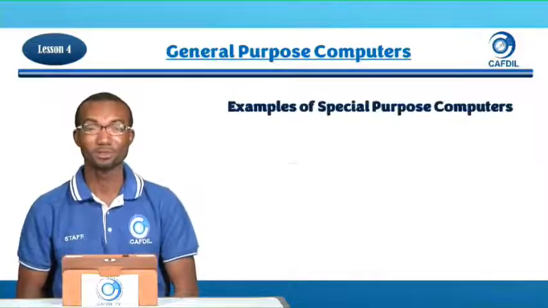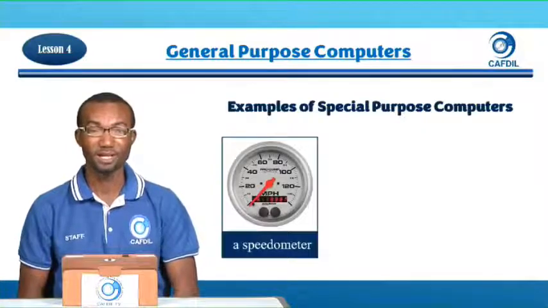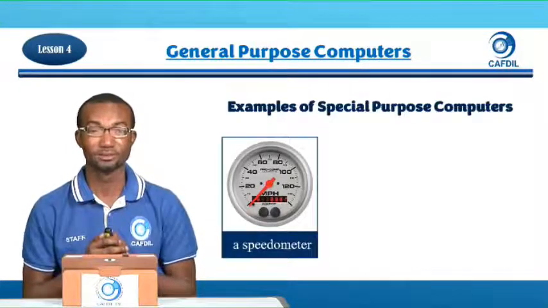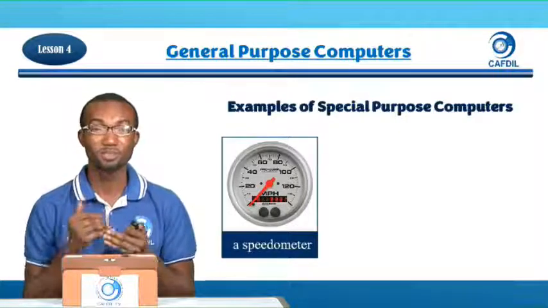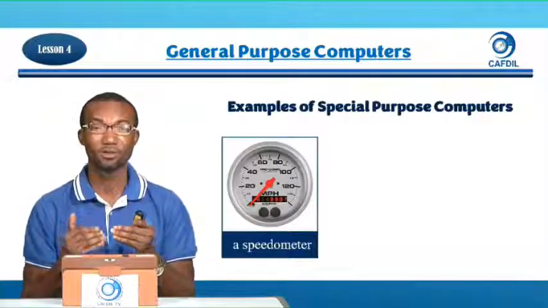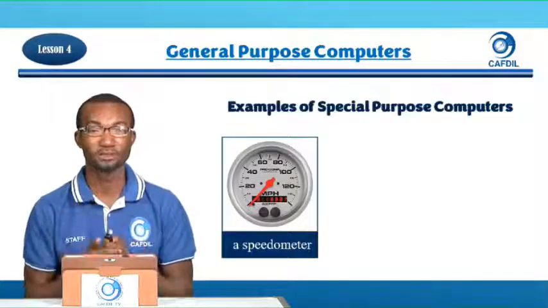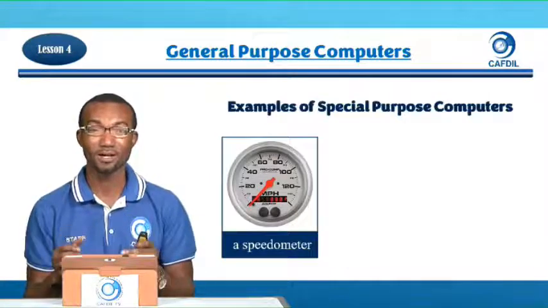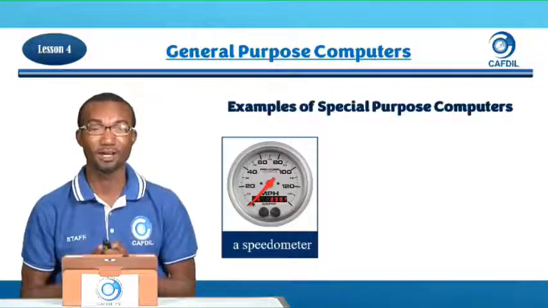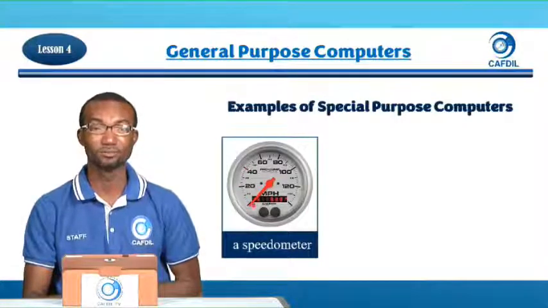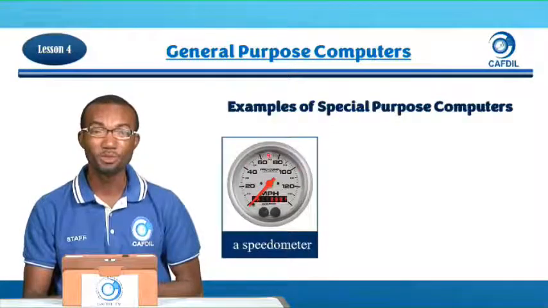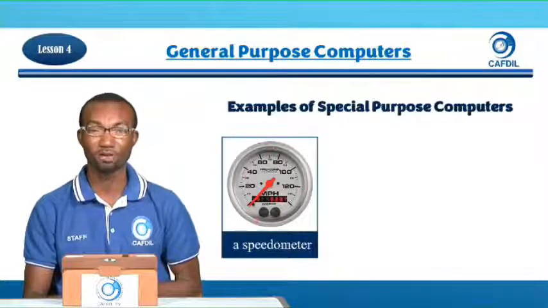Let's go through some examples. The first example we have here is a speedometer. And what do we use the speedometer for? It's built to check the speed or the continuous speed of an object. So when you get into a car, on the dashboard you see the speedometer of a car, and as the car starts you see the handle moving, recording the speed that the car is accelerating. So this speedometer is built to measure the speed, the continuous speed of an object.